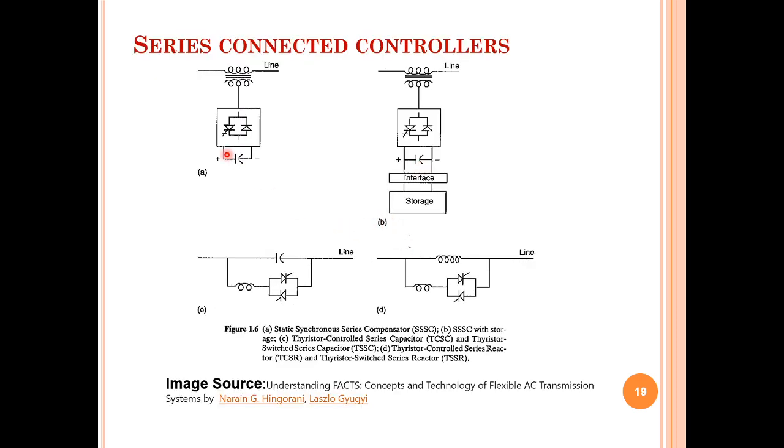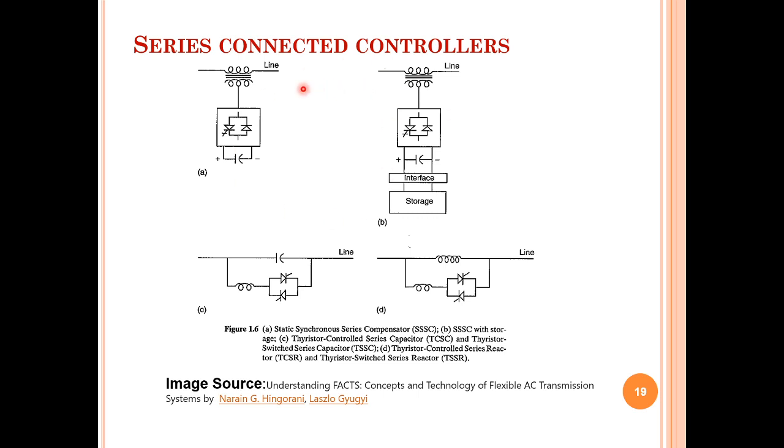These are the diagrams. Transmission line. We bother only about this transmission, as our subject itself, FACTS, means flexible alternating current transmission system. This one is the transmission line. This one is a series transformer coupled to the line. This one is nothing but a VSC, voltage source converter, and a capacitor. All these are series connected controllers.